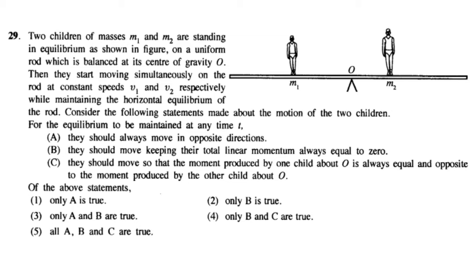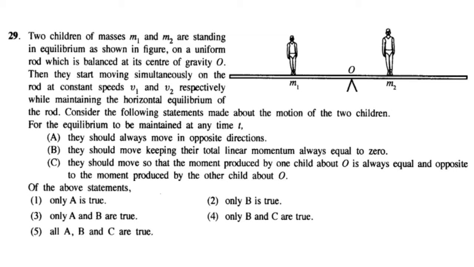B. They should move keeping their total linear momentum always equal to 0. At the beginning, their total linear momentum is 0. So at any time, they should maintain that their total linear momentum is 0. Otherwise, there will be a force acting on it and it will affect the balance of the system.